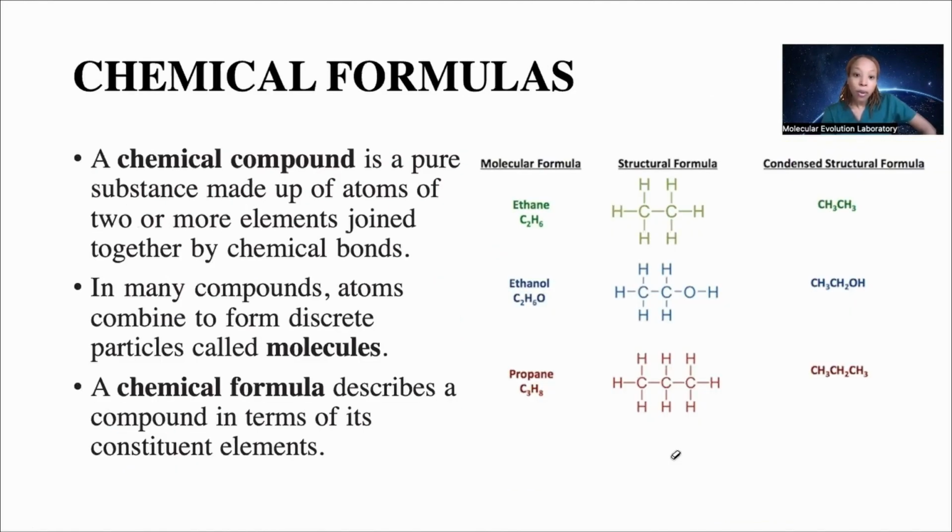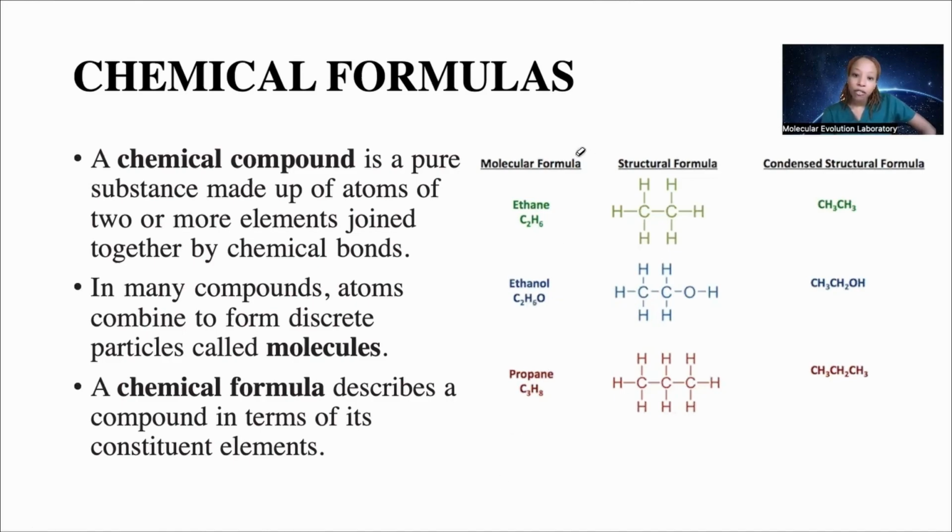A chemical compound is a pure substance made up of atoms of two or more elements joined together by chemical bonds. In many compounds, atoms combine to form discrete particles called molecules. Chemical formulas describe the compound in terms of its constituent elements. The chemical formula is basically trying to give a clear description of the type and the amount of each element and the number of atoms that are present.